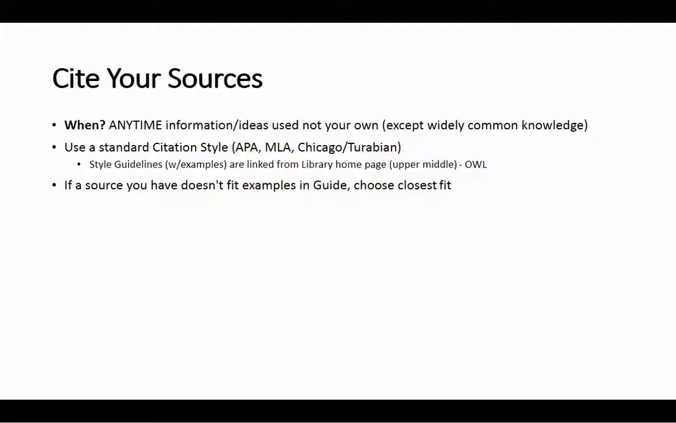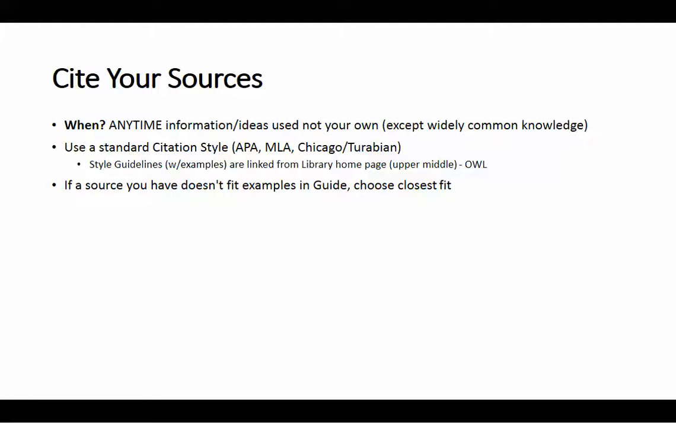Now, here's a very common thing that happens. You have a source in hand that you found and you want to use in your paper, but it doesn't fit in the examples in the guide. Say we'll say APA, in the APA style guide. It doesn't fit exactly into any of the examples in that guide. What do you do? What happens?